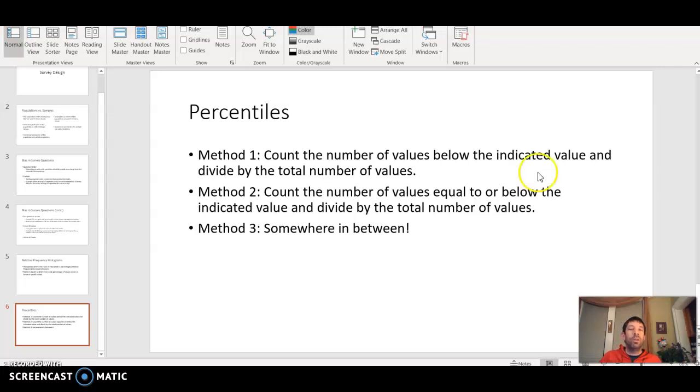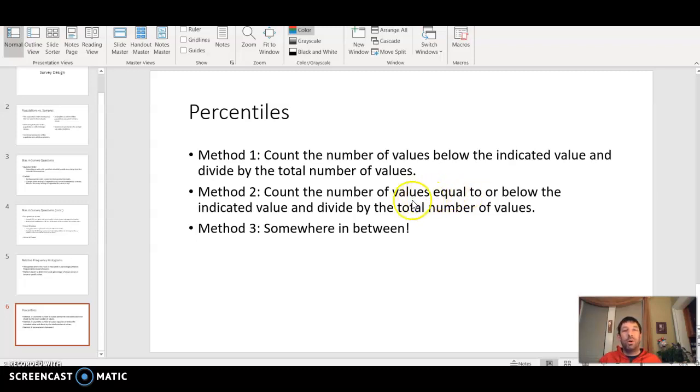Method 2 is similar. I count the number of values equal to or below the indicated value and divide by the total number of values. So the only difference here is this equal to part. That means if there were a bunch of values that were all the same, that could really change what percentile your value ends up being in, based on just the definition of a percentile here.